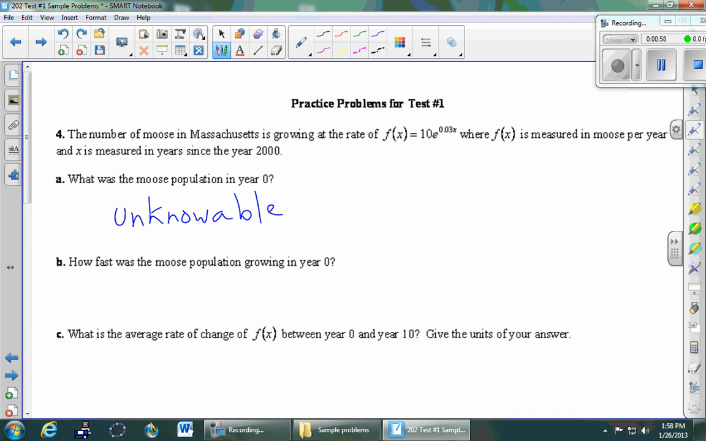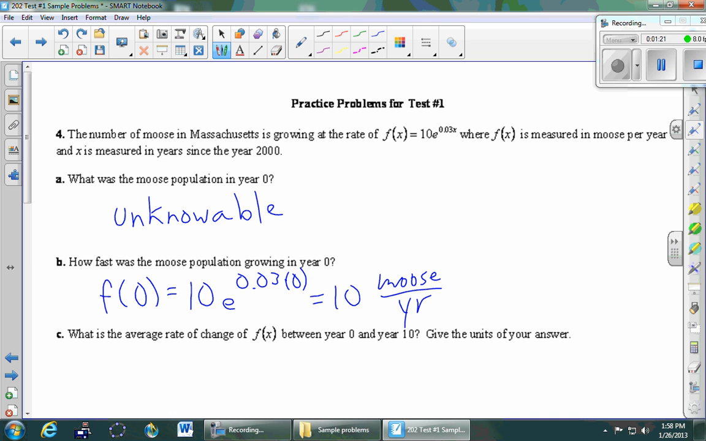Part B, how fast was the moose population growing in year 0? Okay, so how fast? That's a rate of change. The function f is a rate of change. This problem is asking us to find f of 0. 10e to the 0 is 10 times 1, or 10. Let's include units. Moose per year, possibly the best unit.